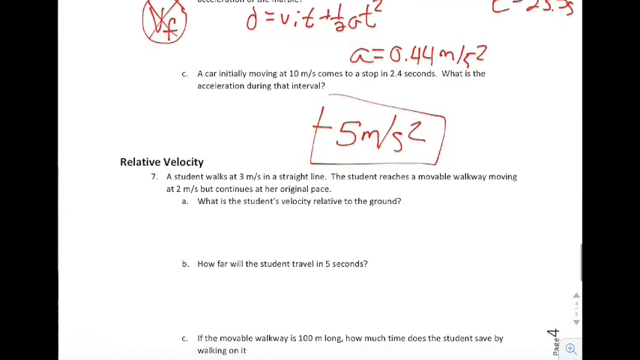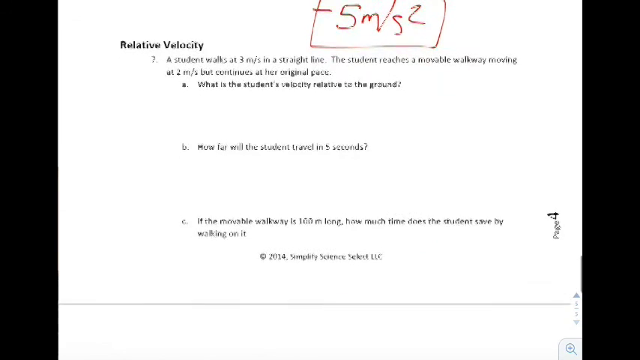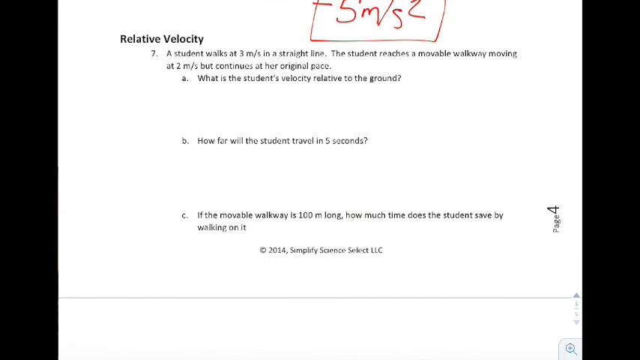The final thing we have to look at is called relative velocity. Now remember, velocities are relative to the observer. In other words, how you see a motion depends on where you are in observing the motion. So you have a student that walks at 3 meters per second in a straight line. So they're going 3 meters per second this way.